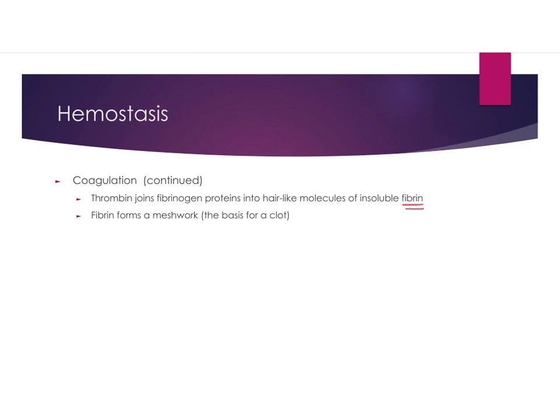Fibrin forms a meshwork, so it's basically the basis for the clot, and it's kind of like putting several layers of cheesecloth over something, right? So it's going to stop some fluid from moving through, and it's also going to trap cells and things like that so they can't get out of the blood vessel anymore.